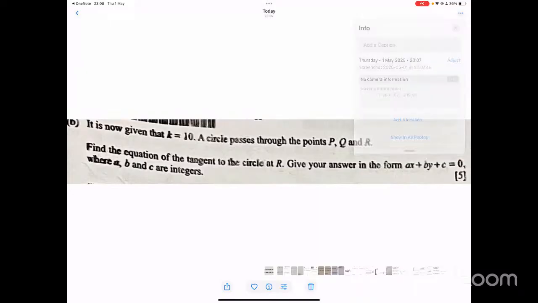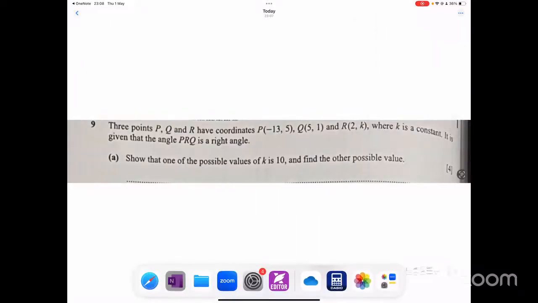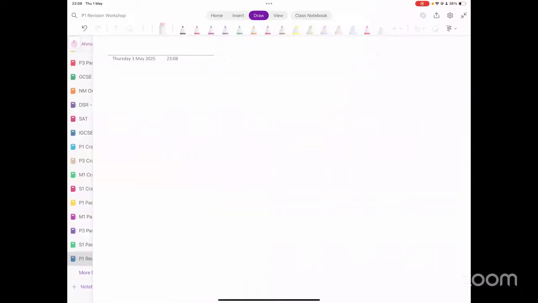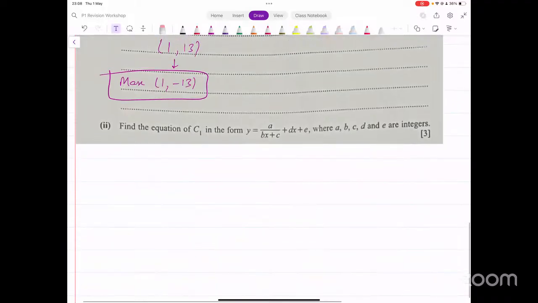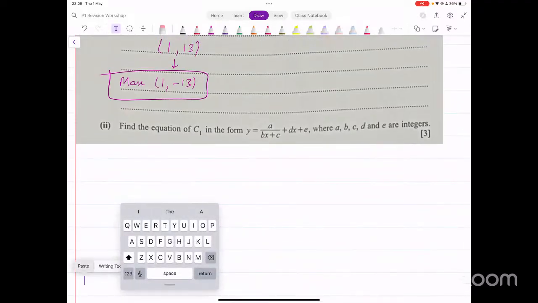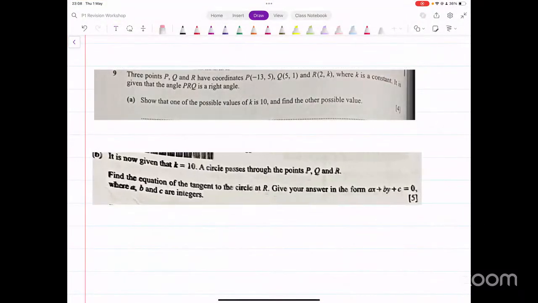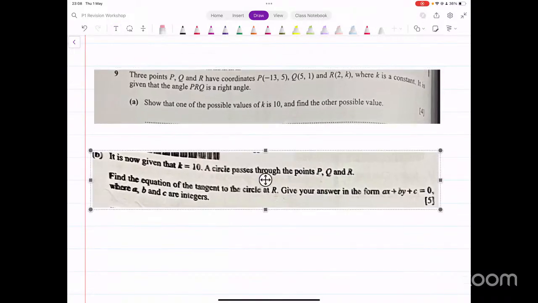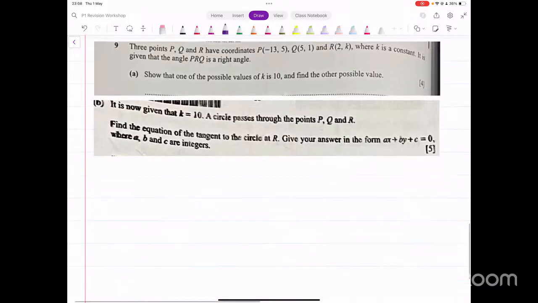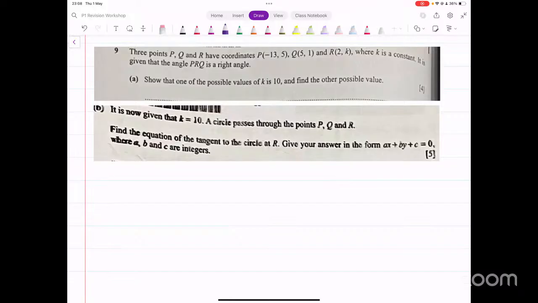Let's have a look at this quickly. This is from the same paper, June 25, paper 1, variant 3. Let's try this one. The three points P, Q, and R have these coordinates: -13, 5, 5, 1, and 2, K, where K is a constant. It's given that the angle PRQ is a right angle. Show that one of the possible values of K is 10 and find the other possible value.